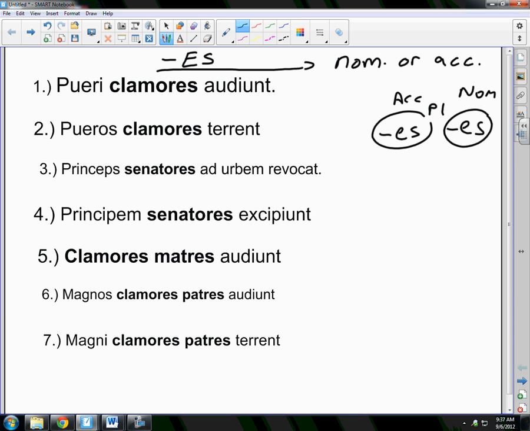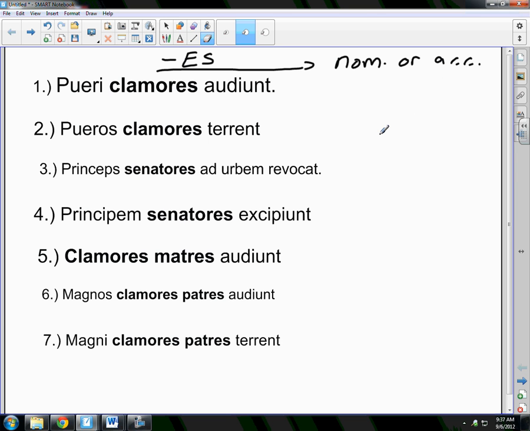So when I get both of them in a sentence, or when I get one in the sentence and I have to determine whether it's nominative or accusative, what are some things that I can do to help me out? And that's what this lesson is about. How do I know in sentence number one, for example, that clamores is nominative plural? How do I know if it's accusative plural?